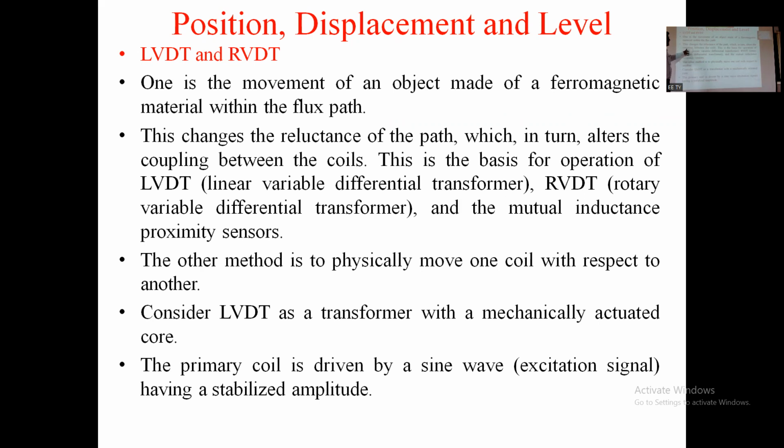So this is the basic operation or function of LVDT, that is linear variable differential transformer, and RVDT is nothing but rotary variable differential transformer. You can call it a transducer also, which is nothing but a sensor. It is a mutual inductance proximity type of sensor, again with the same transformer principle, the mutual induction principle. The other method is to physically move one coil with respect to another.